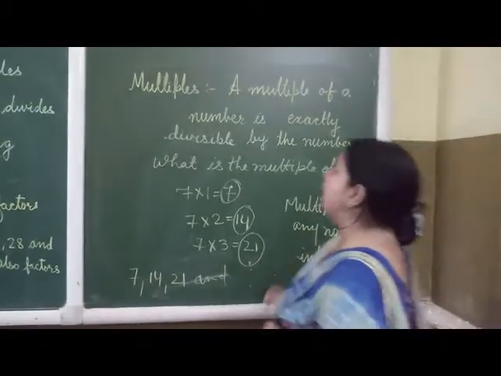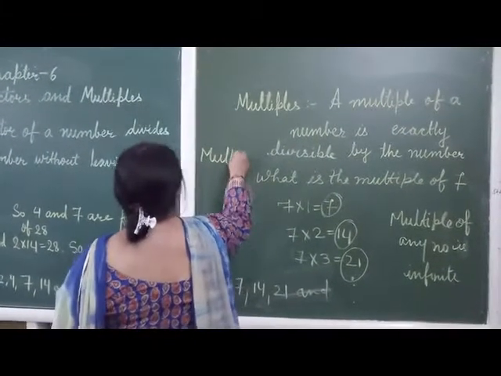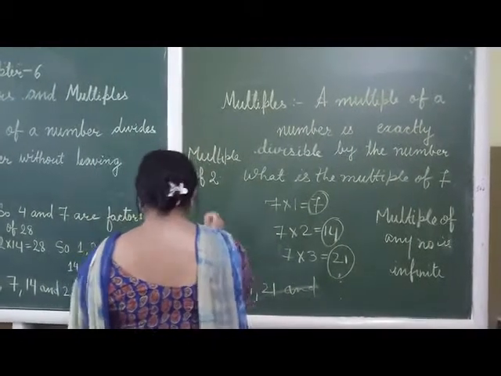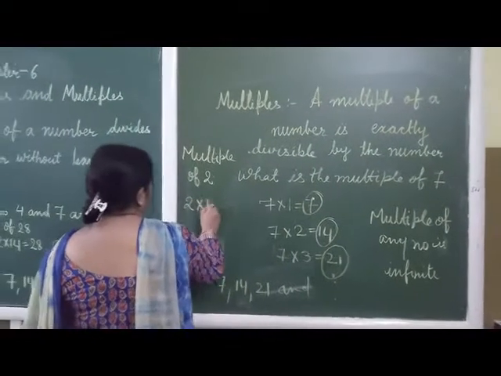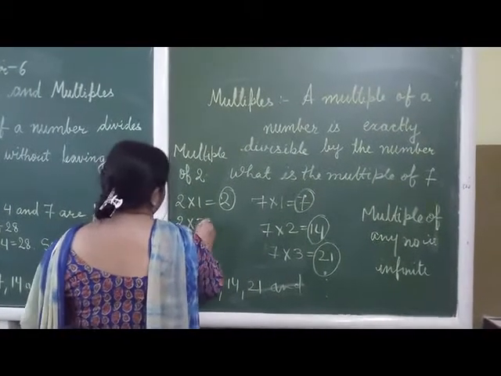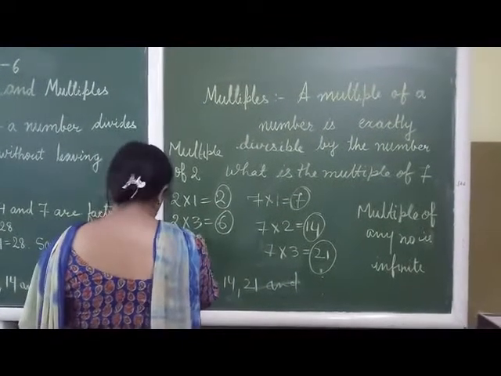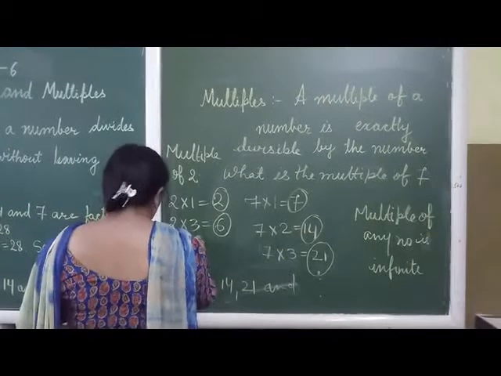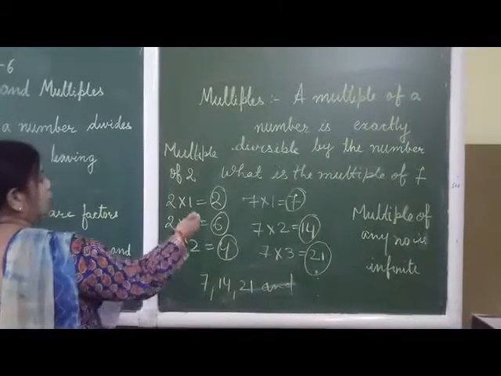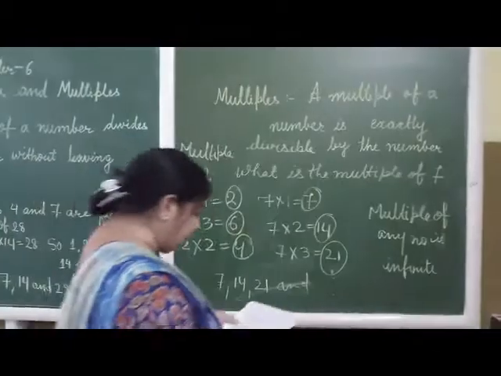And so let us find out the multiples of 2. What are the multiples of 2? 2 is also a multiple of 2. 6 is also a multiple of 2. And 4 is also a multiple of 2. So 2, 4, 6, these are the multiples of 2.